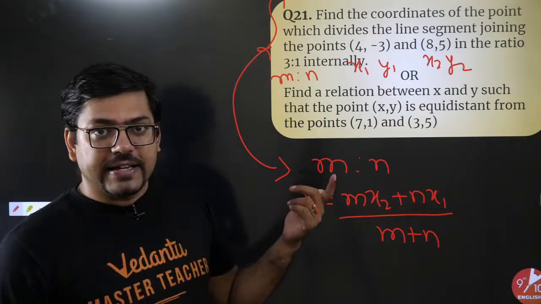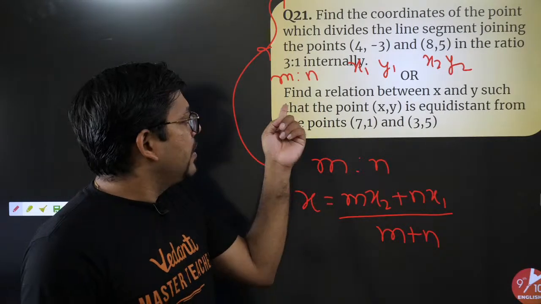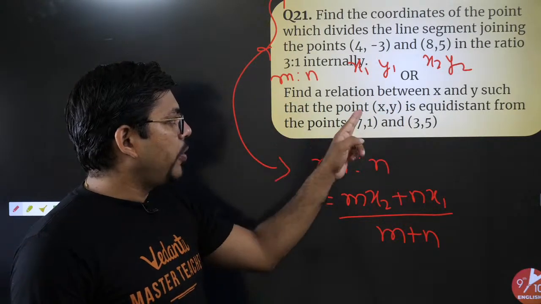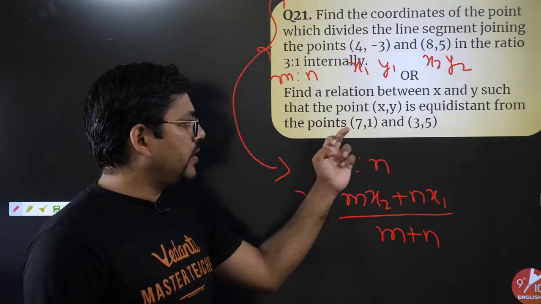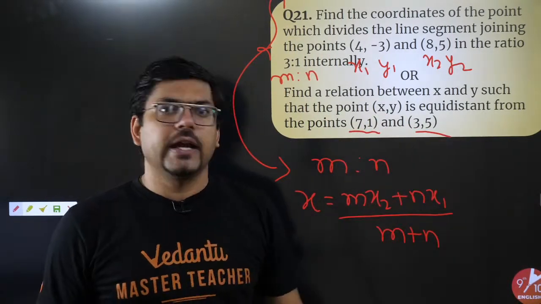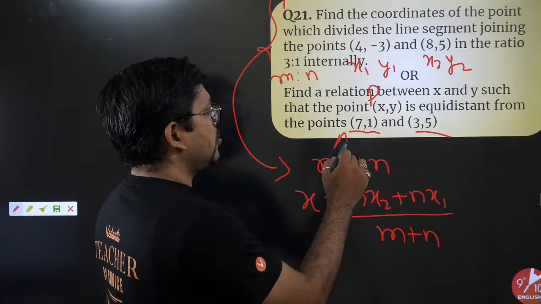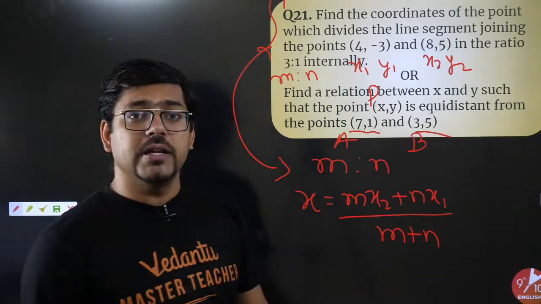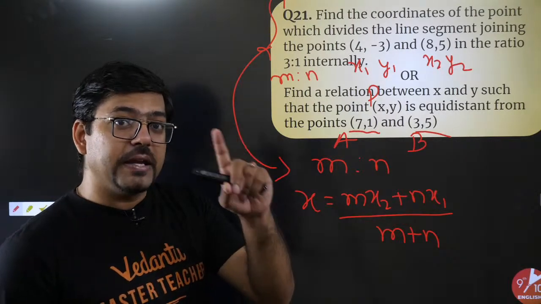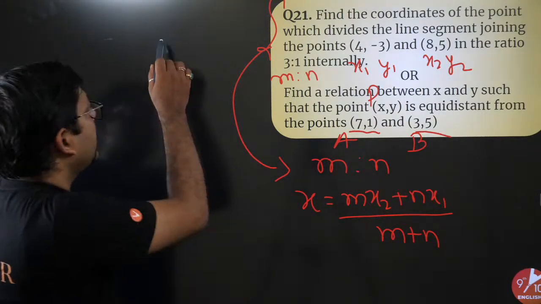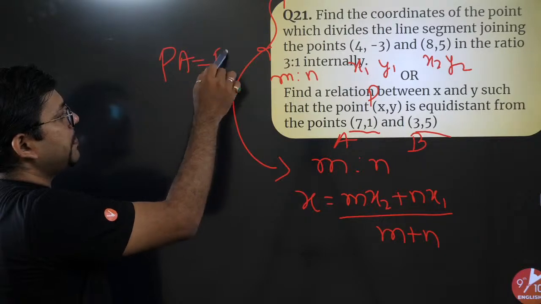Now let's see the second question as well. The second question says, find a relation between x and y such that the point x, y is equidistant from this point and this point. Equidistant simply means what? Say for example, if this is your point P and these are your points A and B, equidistant means you have to make PA equal to PB. What do you have to make? You have to make PA equals to PB.